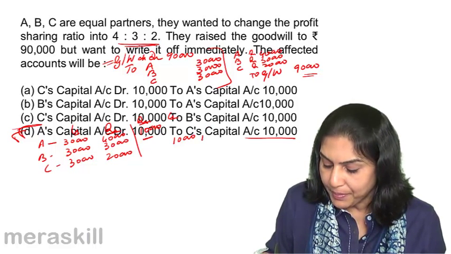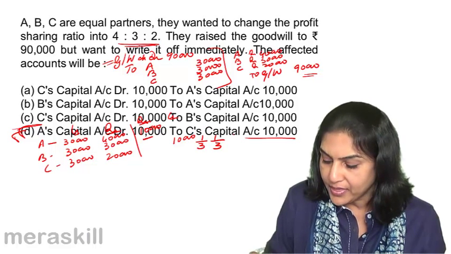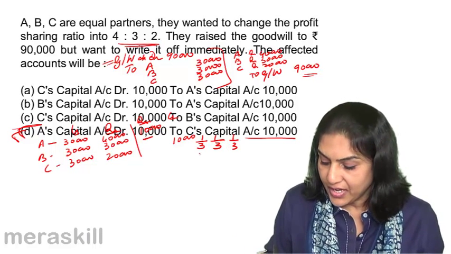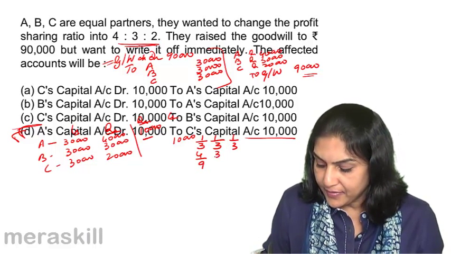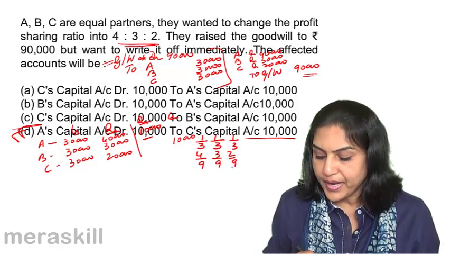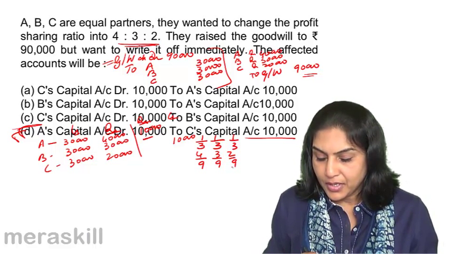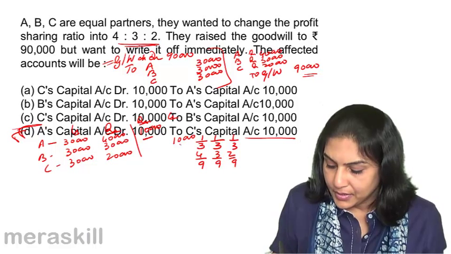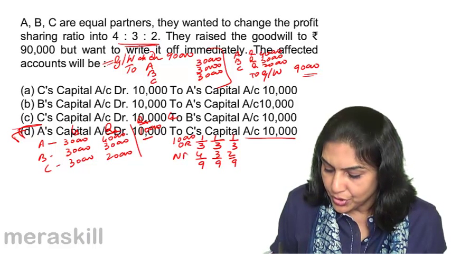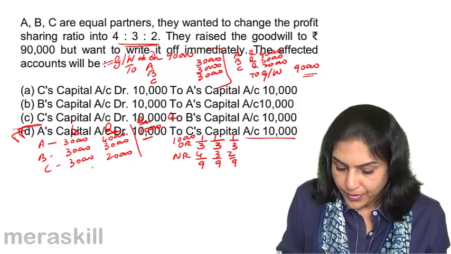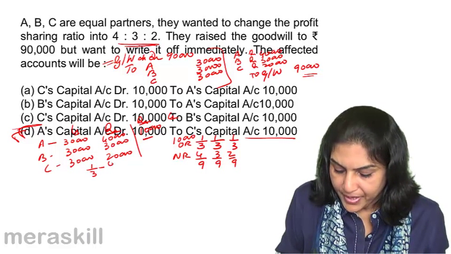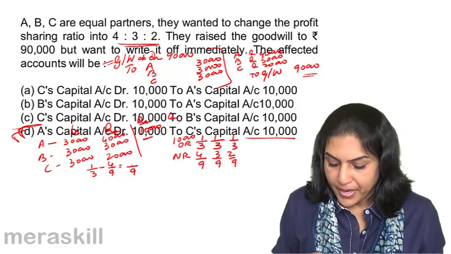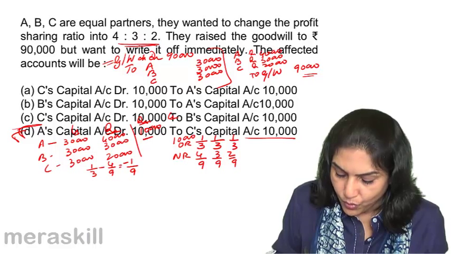If we take equal partners, it is 1/3, 1/3 and 1/3. New ratio is 4 by 9, 3 by 9 and 2 by 9. What is the sacrifice? What is the gain? If you notice here, this is old ratio, this is new ratio. So A, if I take 1/3 minus 4 by 9, I will get 3 minus 4, this is minus 1 by 9.